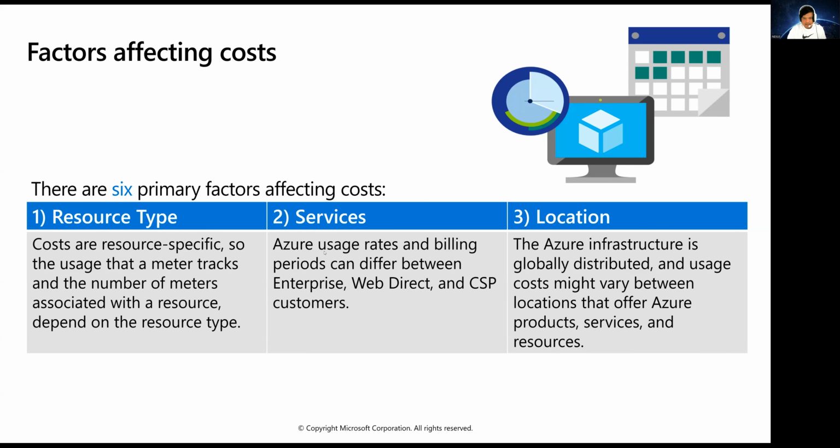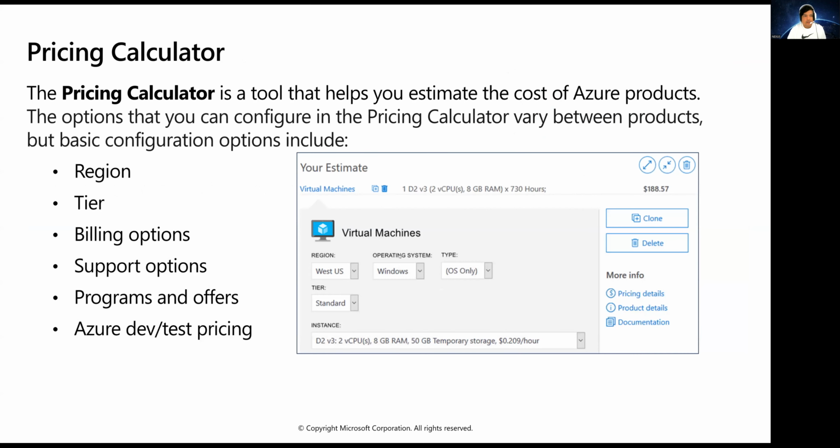Second is yung mga services. Azure usage rates and billing periods can differ between enterprise, web direct, or customer service subscriptions. Next one is the location. The Azure infra is globally distributed. Okay, and usage cost might vary between locations that offer Azure products, services, and resources. So may mga murang resources such as India, pinakamura. Pinakamahal US East 2 kasi sa New York, East 2 sa Eastern Seaboard sa right side. Could be hosted in Boston or New York. Kaya expensive.